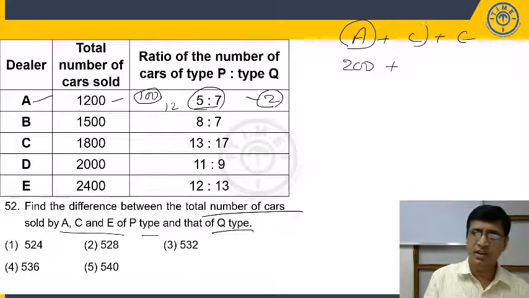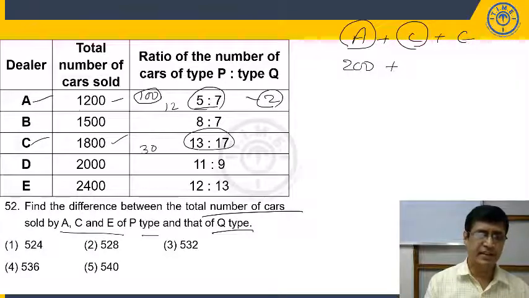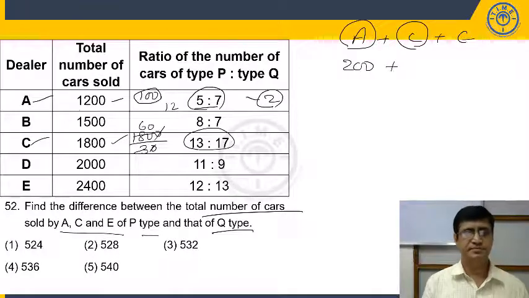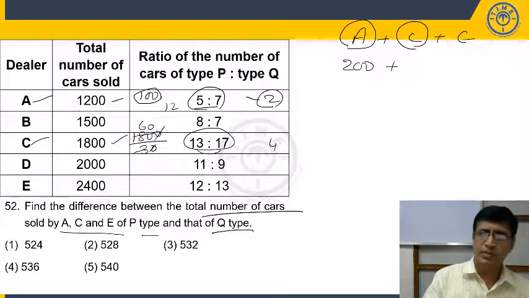What about C? If you observe C carefully, the total number is 1800. The sum of the ratios here is 13 plus 17, which is 30. So total parts 30. What is the 1 part value? 1 part is equal to 60. Am I right? So 60 is the 1 part. So what do we find here? The difference. The difference is how much? 13 and 17, the difference is 4. 4 times 60 means 240.